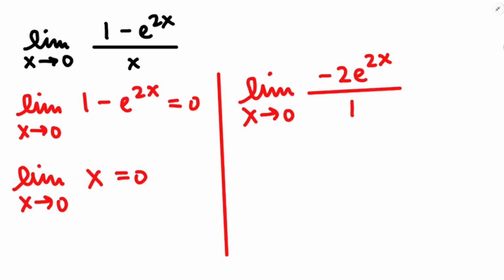If I'm not seeing both the numerator and denominator going to 0 or infinity, I don't need to use L'Hopital's rule, right? The numerator is approaching negative 2, the denominator is staying constantly 1, so this limit is going to equal negative 2. And that's how we do L'Hopital's rule.